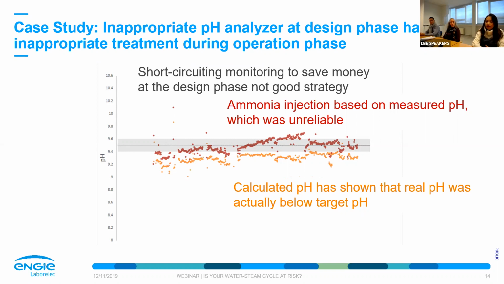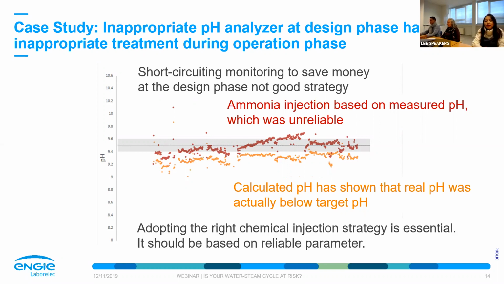So the first thing here, the first message I want to give is that short-circuiting the monitoring to save money at design phase is usually not a good strategy. You can save maybe a few thousand, such as in this case, but if something goes wrong, I can assure you that the cost is much higher than that.